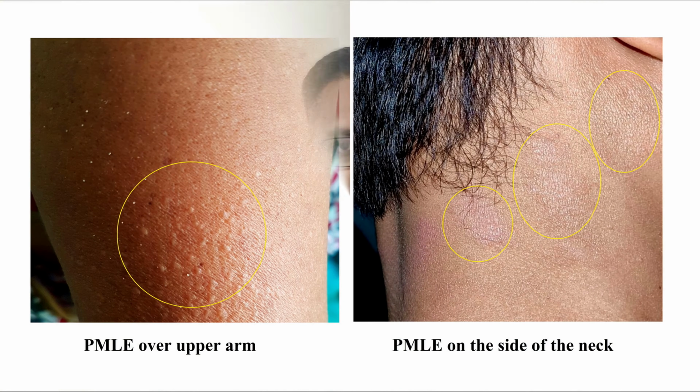It is one of the most common types of photo-induced skin problem. PMLE stands for polymorphous or polymorphic light eruption. It is a type of photo-induced skin rash that generally occurs over sun-exposed areas of our skin after a certain period of intense exposure to sunlight, basically ultraviolet ray to be specific.